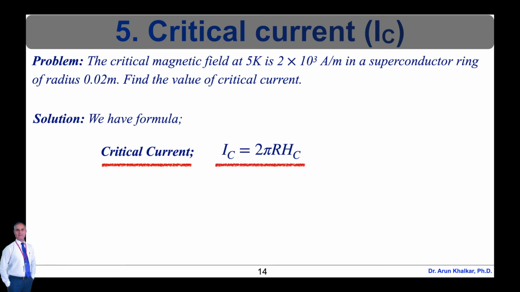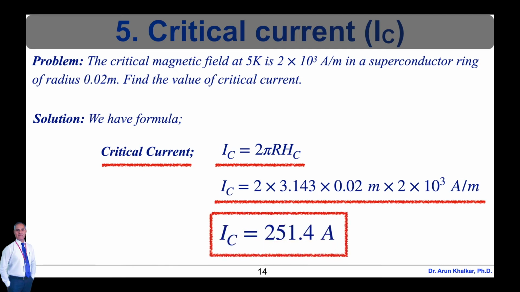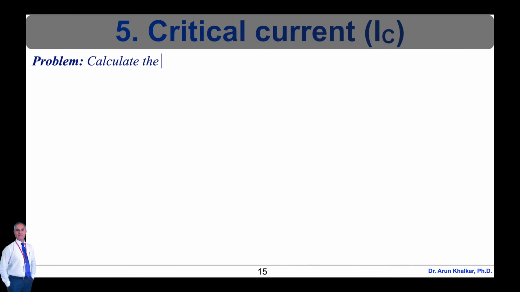The value of R is given and the value of critical magnetic field is given. So by simply putting these values in this formula, we can write Ic is equal to 2 into the value of pi 3.143 into the radius of the ring 0.02 meter into 2 into 10 raised to 3 ampere per meter, which is the critical magnetic field. After solving this, we get the critical current Ic is equal to 251.4 ampere.